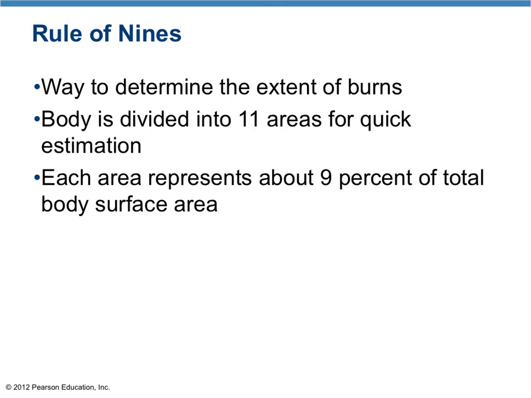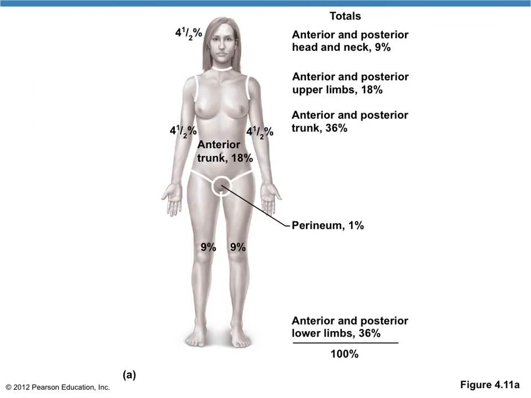Burns can be fairly minor or they can be extremely extensive. The way to determine the extent of the burn is to divide the body into 11 areas that allow you to do a quick estimation. Each area represents about 9% of the total surface area of the body. In this diagram, you can see roughly how the body's surface is divided up into those different regions for a total of 100% of the body area.